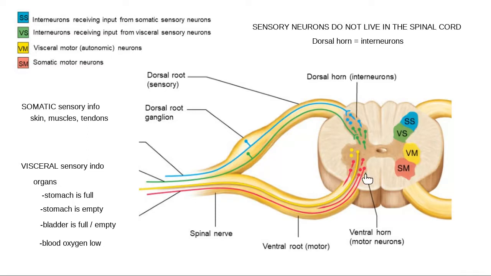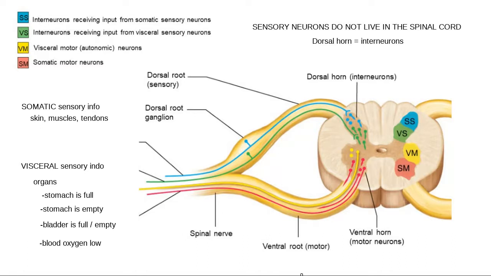Is this something that we use skeletal muscle to respond to, or is this something that we use smooth muscle or cardiac muscle to respond to? Based on how they interpret that information, they'll activate the correct type of neurons and then send that information out.